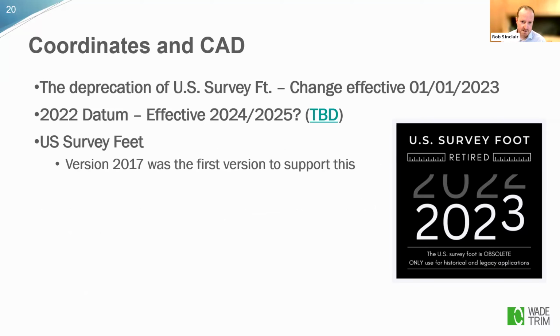If your project is set up in a US survey foot coordinate system, you should still continue to use that until the new datums are released. The new datums are probably coming out later this year, maybe even in 2025. At that point, the entire country will be on an international foot unit of measure. And I'll talk a little bit more about this during the next session if you're interested. So actually, AutoCAD didn't introduce the US survey foot measurement until version 2017. So be aware of that if you do have to export a file back to a version before 2017.